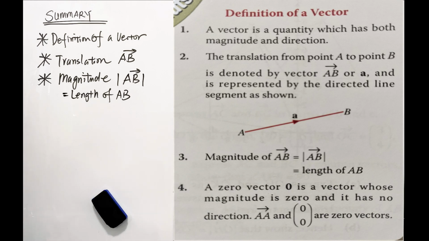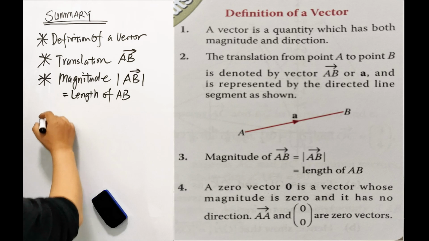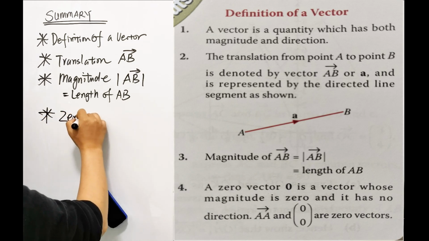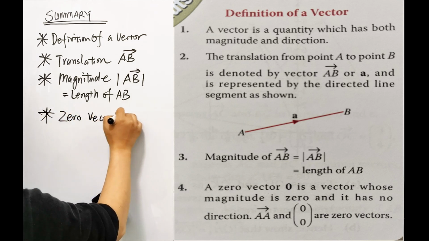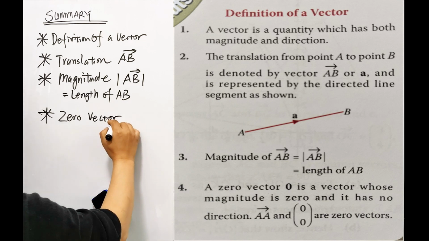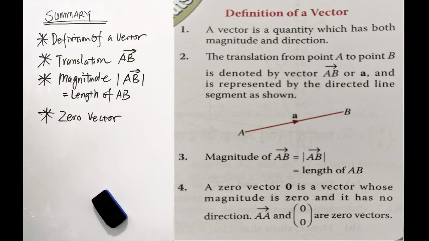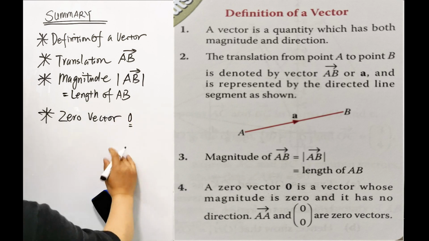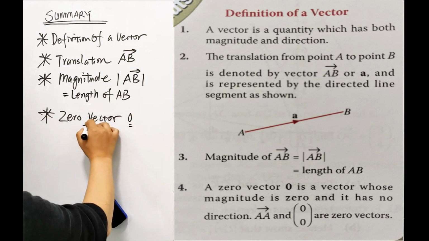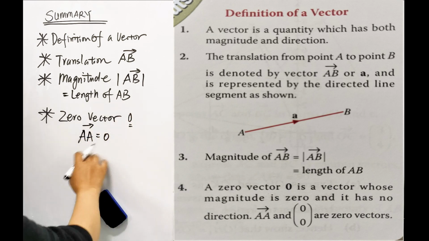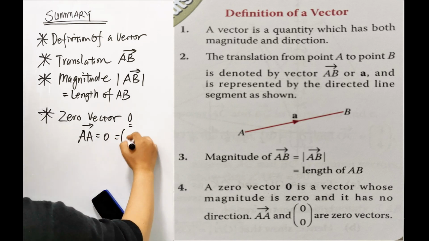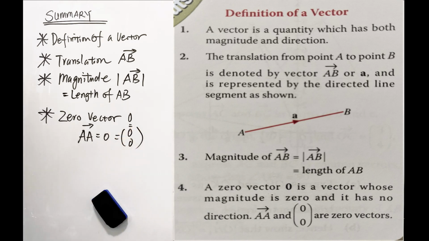And a zero vector, zero is a vector, whose magnitude is zero. So they have no direction. So AA is also a zero vector. So a zero vector has no direction, and also the magnitude is zero. So everything is zero, right? It's a point. Sometimes we can also express it in this way. This is very clear. This is the definition of the vector.